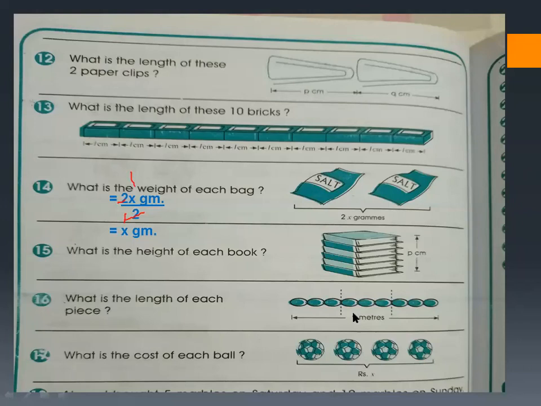The total length of 3 pieces is y meter, and you have to find out the length of each piece. So you will divide this y meters by 3. Why 3? Because you have 3 pieces here. So you will write y meters, that is the total amount, divided by 3. What will be your answer? Simply y upon 3, because nothing can be reduced here. You cannot divide 3 by y. So you will simply write y upon 3 meters.